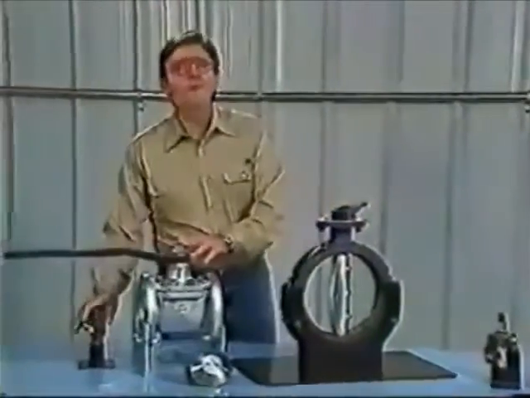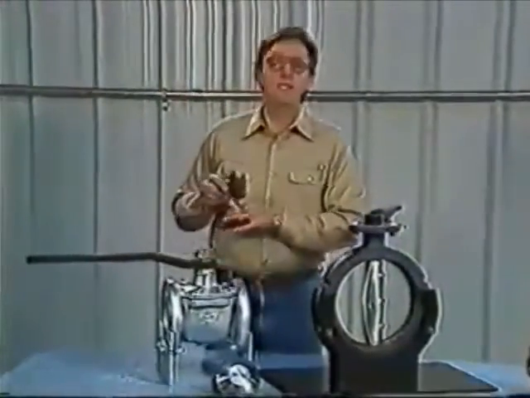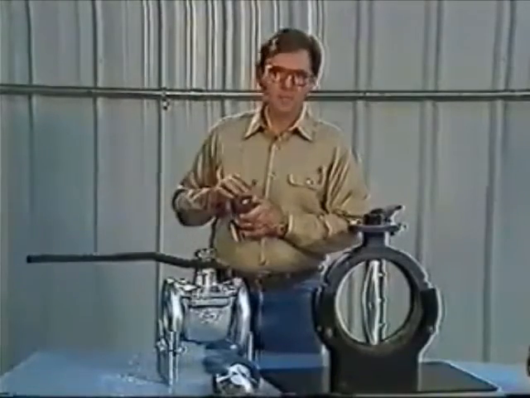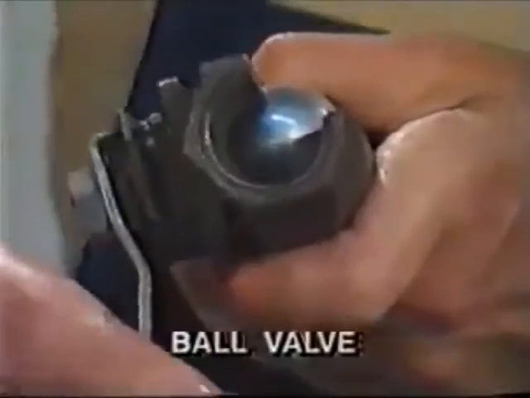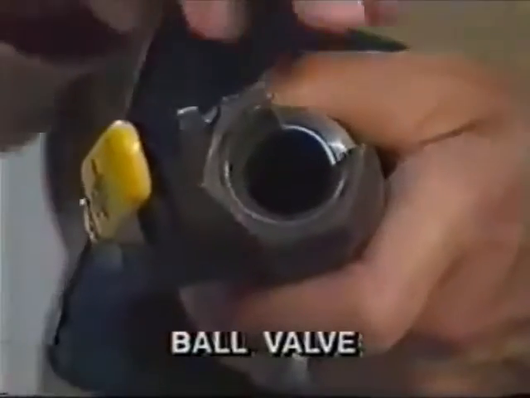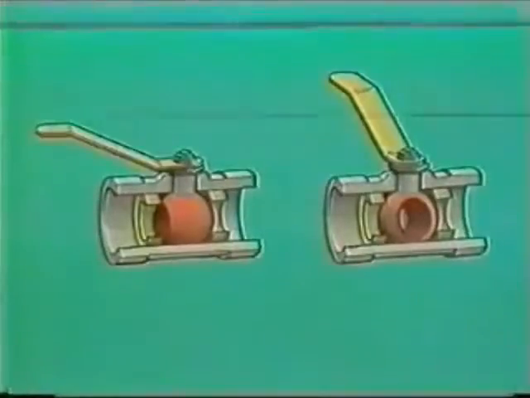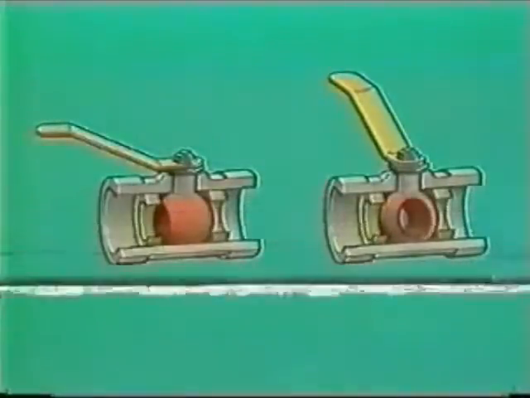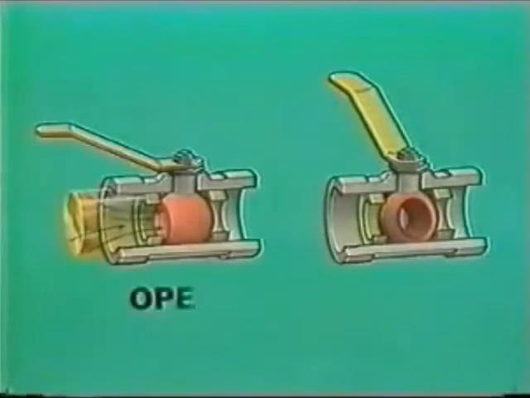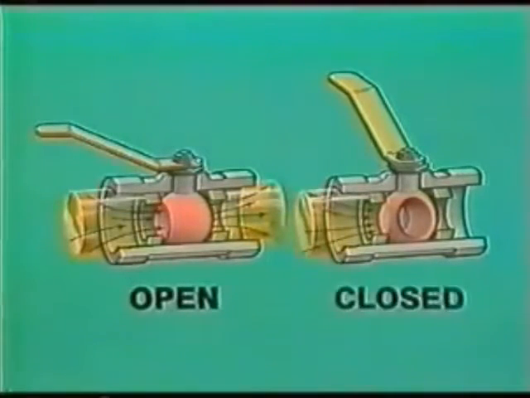Another type of valve, called a ball valve, operates in much the same manner as a plug valve. It employs a ball with a circular hole to control flow. The ball rotates between two rings. In the open position, the flow is straight through. A quarter turn of the handle rotates the ball 90 degrees to close the valve. Ball valves are primarily for on-off service.